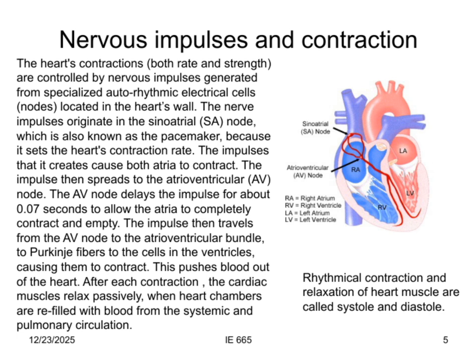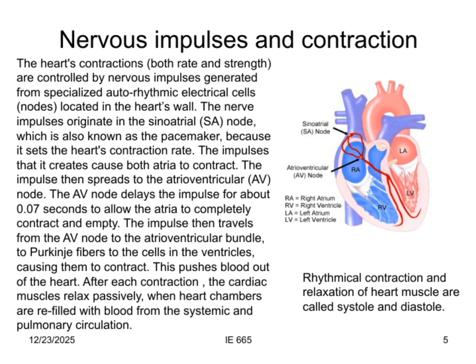From there, the impulse spreads to the atrioventricular node, or AV node, which acts as a delay station. It holds the impulse for about 0.07 seconds, giving the atria enough time to fully contract and empty. After this delay, the impulse continues from the AV node through the atrioventricular bundle and then to the Purkinje fibers, which distribute the signal throughout the ventricles.